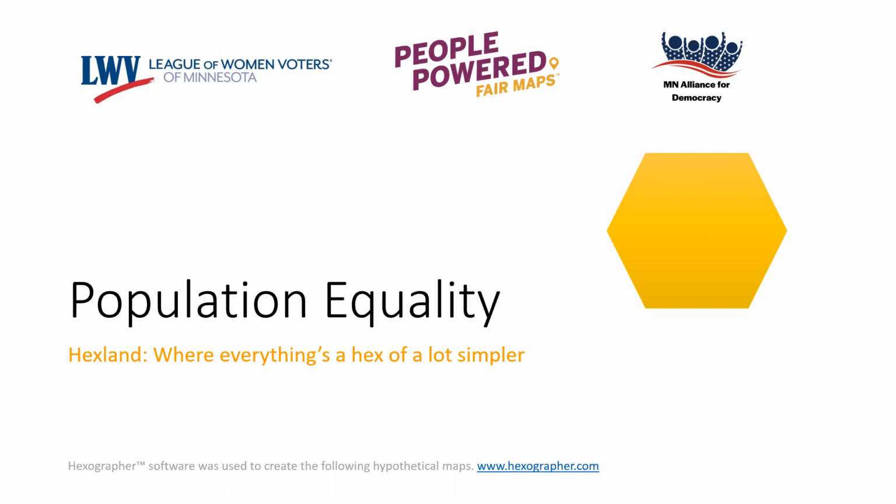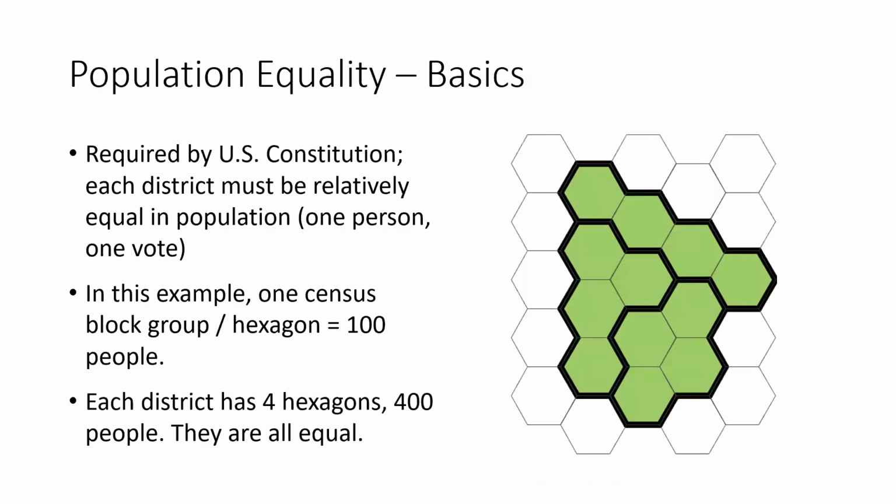The first principle we'll be talking about today is population equality. The reason that I'm starting with population equality is because it's basically the principle that we have to do redistricting in the first place. Population equality is actually required by the US Constitution, that each political district must be relatively equal in population. It comes from the idea of one person, one vote.